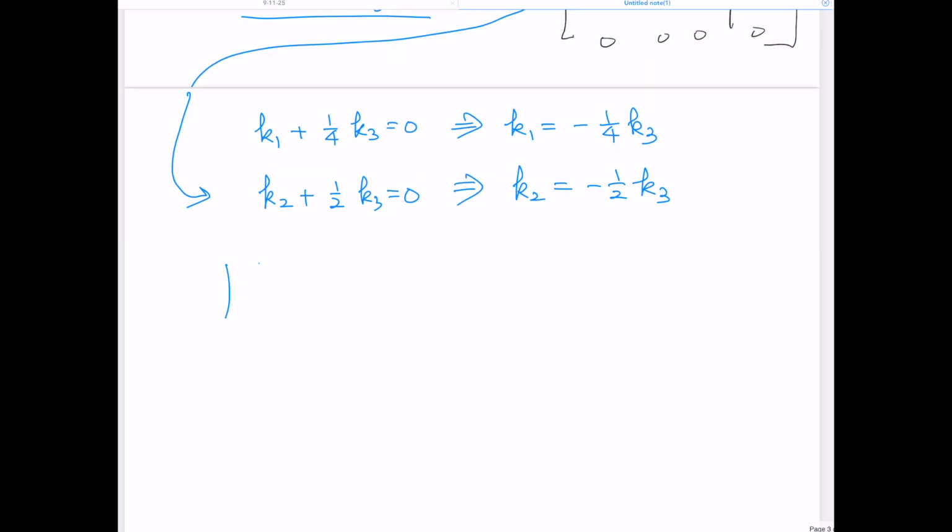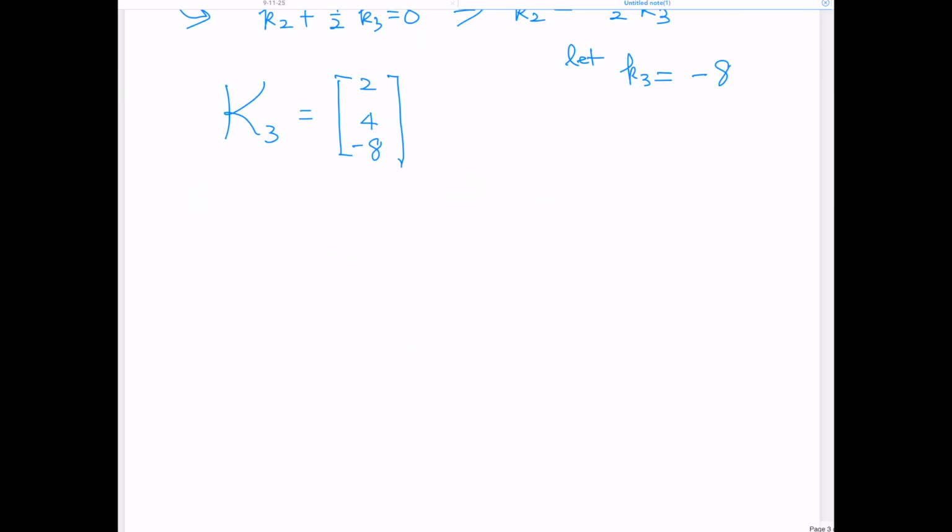Then our eigenvector, capital K3, is going to be, we can let K3 equal anything multiple of 4. That way we don't have to have any fractions. So you can say negative 8 maybe. So K3 is negative 8. Then K2 is positive 4. K1 equals positive 2. So that's our third eigenvector.